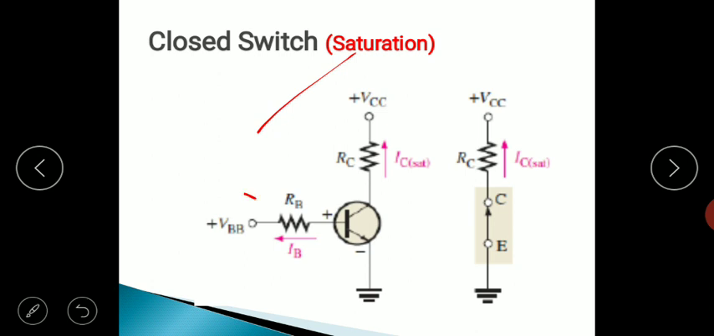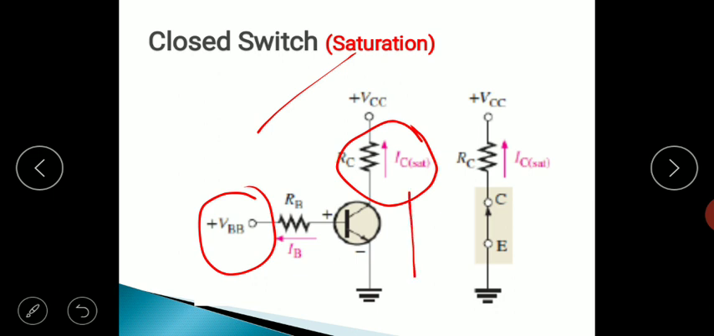So when we apply a voltage VBB such that it is sufficient to inject the required base current IB into the transistor, a large collector current will flow, which is equal to IC saturation. That is, maximum current flows through the circuit, and the transistor acts as a closed switch, right.